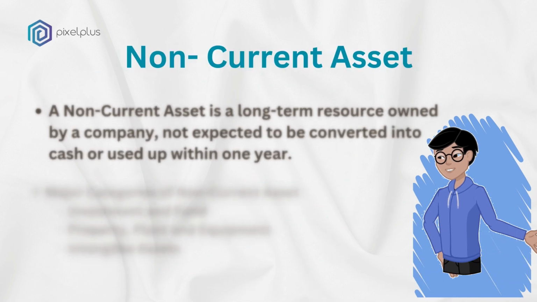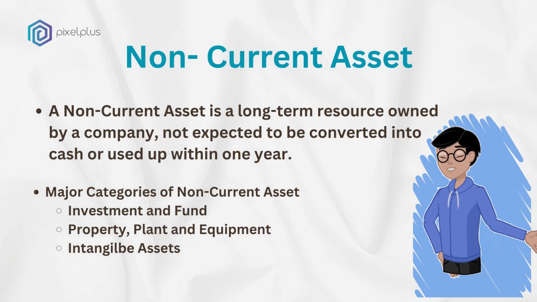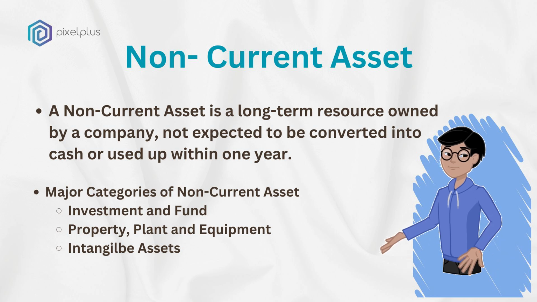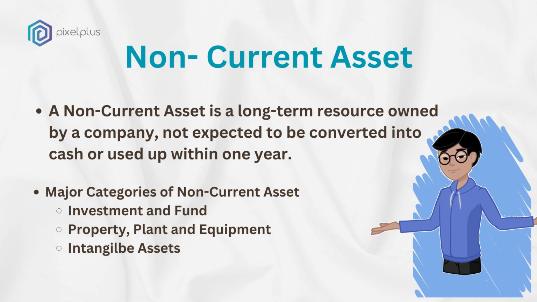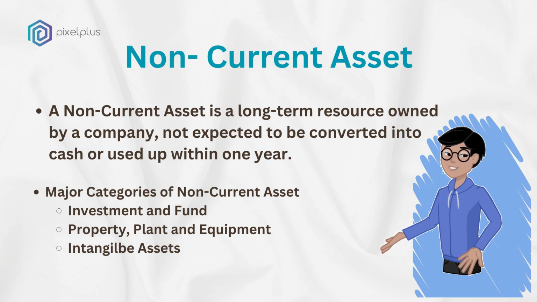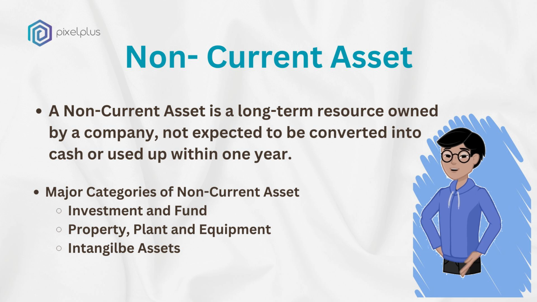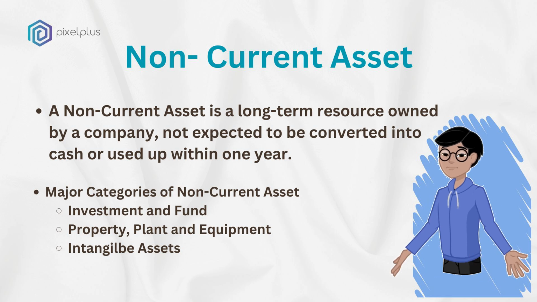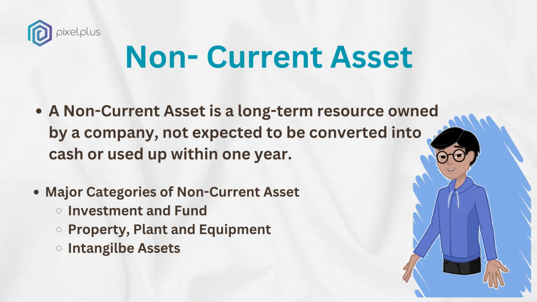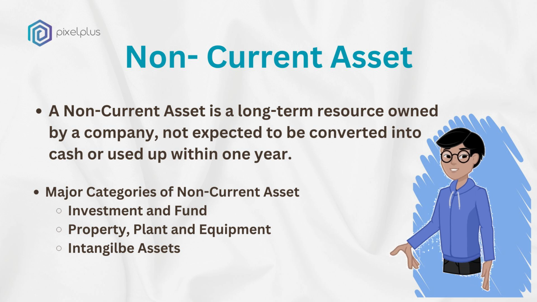The next thing is non-current assets. A non-current asset is a long-term resource owned by a company or an individual, and it is not expected to be converted into cash or used within 1 year. Some major categories of non-current assets are investment funds, property, plant and equipment, and intangible assets. These are assets we do not expect to convert within a year.